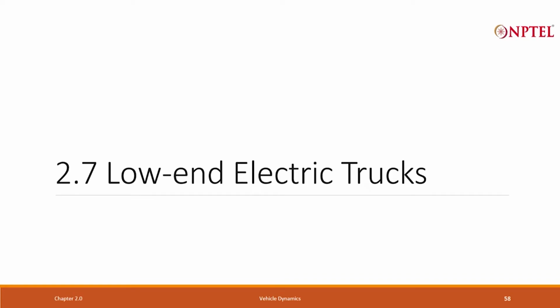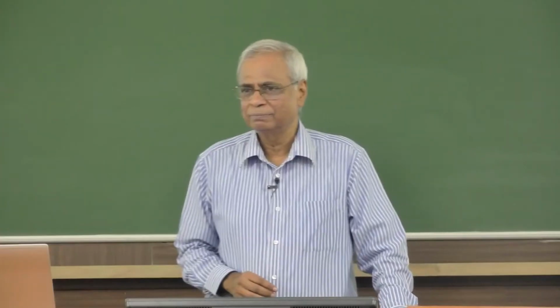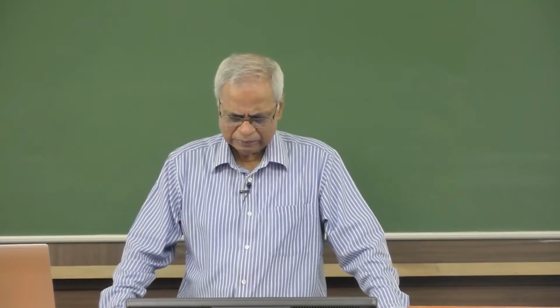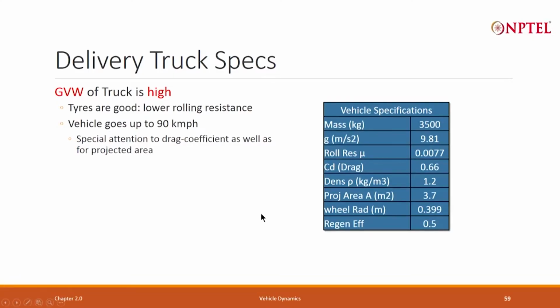I will once again now take up one more thing, a low end electric truck. Very similar to what we have done, except the requirements now will change. Fortunately, the GVW, the gross vehicle weight, is very high. You are talking about 3,500 kg. Remember that for a 4-wheeler we took 1400 kg. And this is a low end truck. This is not a high end truck with the material.